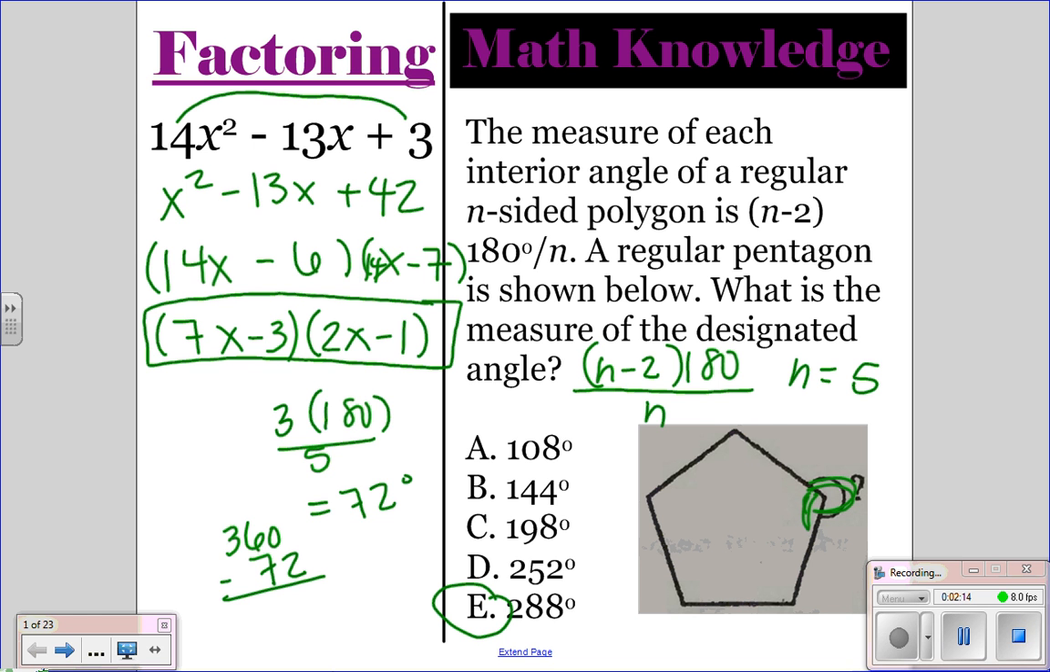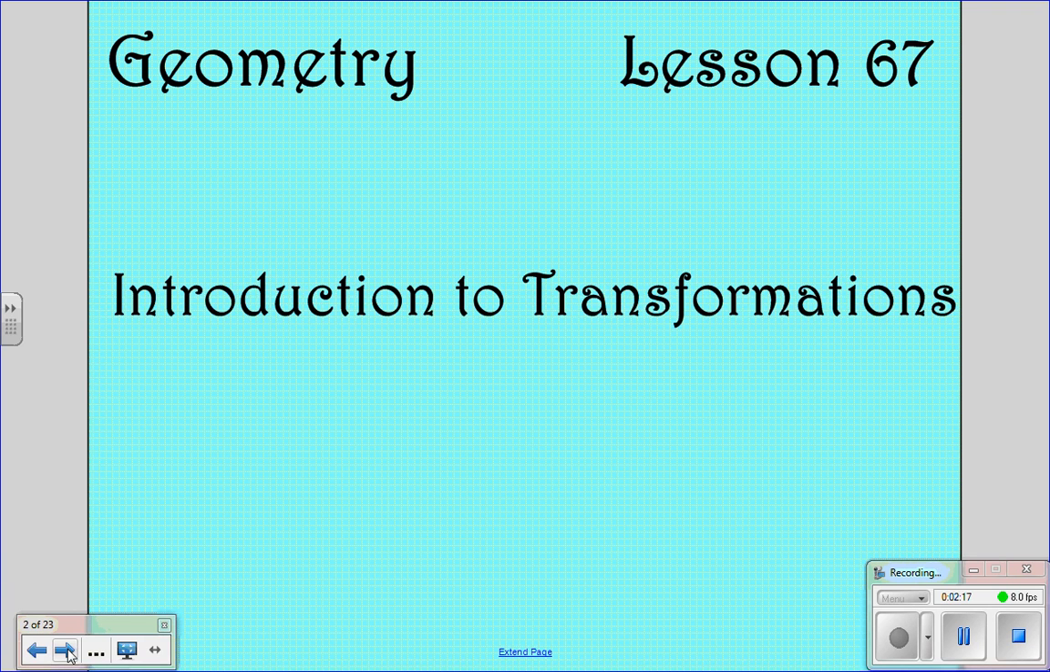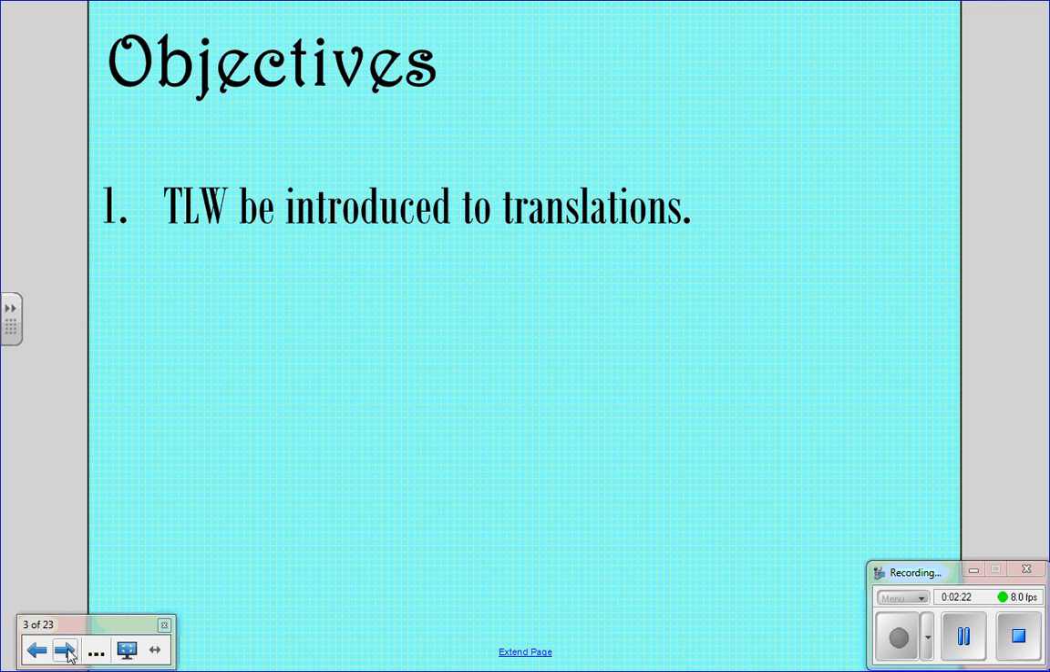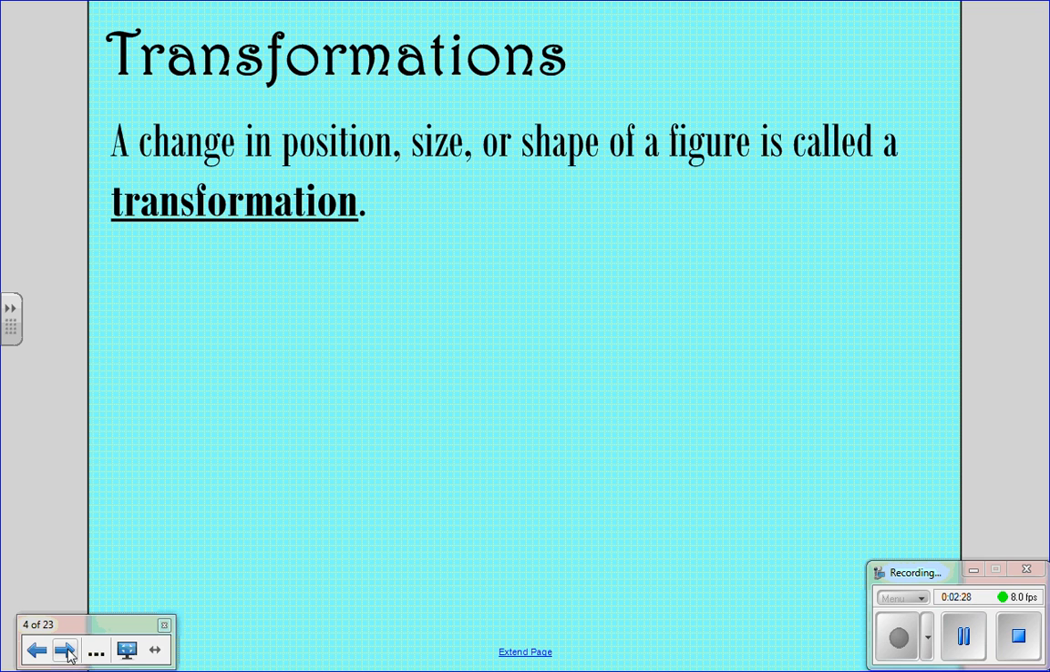So today we are looking at lesson 67. We're doing introduction to transformations. So hopefully after this lesson you will understand some translations and transformations. So transformation is a change in position, size, or shape.